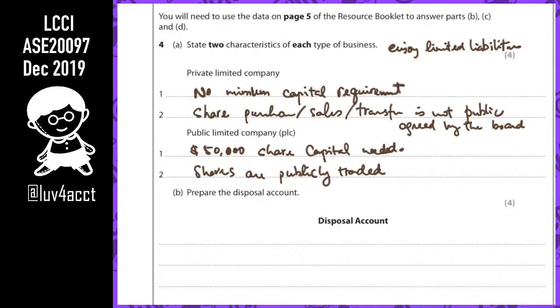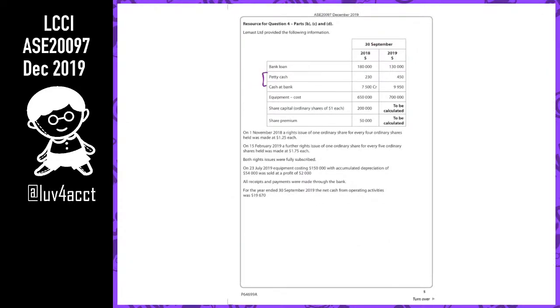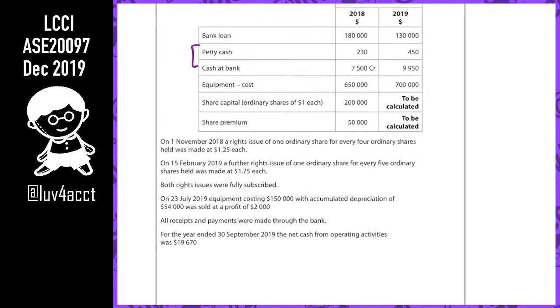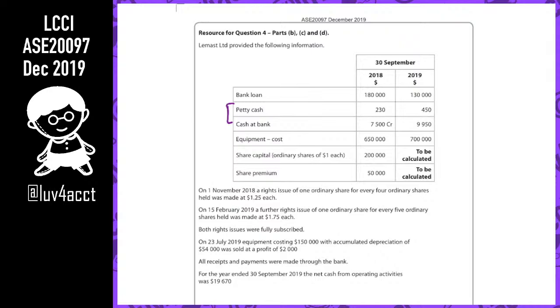Or you can transfer your shares to anyone. Okay, so the disposal account, and then the statement of cash flows. Let us look at the items that we have. On the 1st of November, what is our year end? The year end is 30th September.